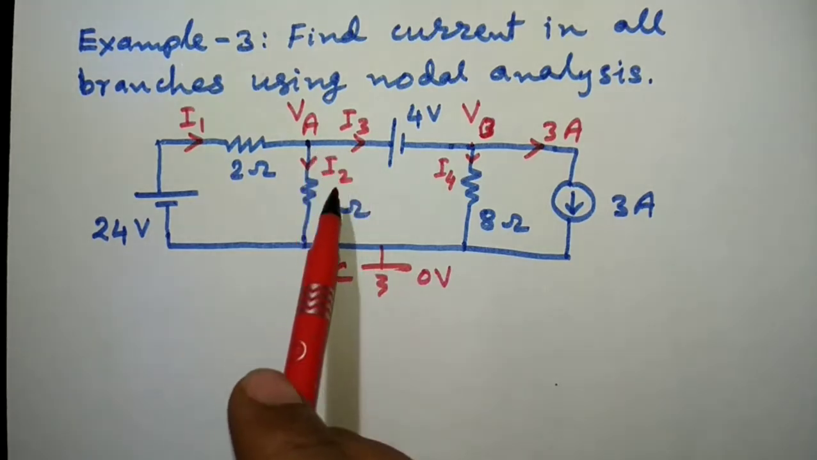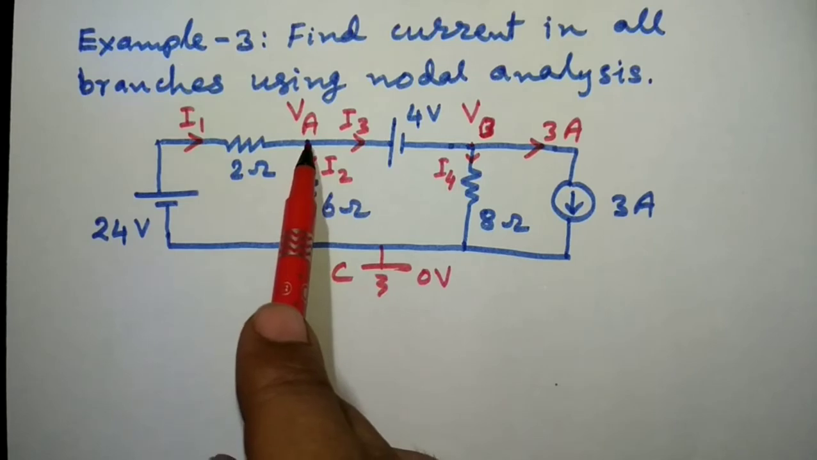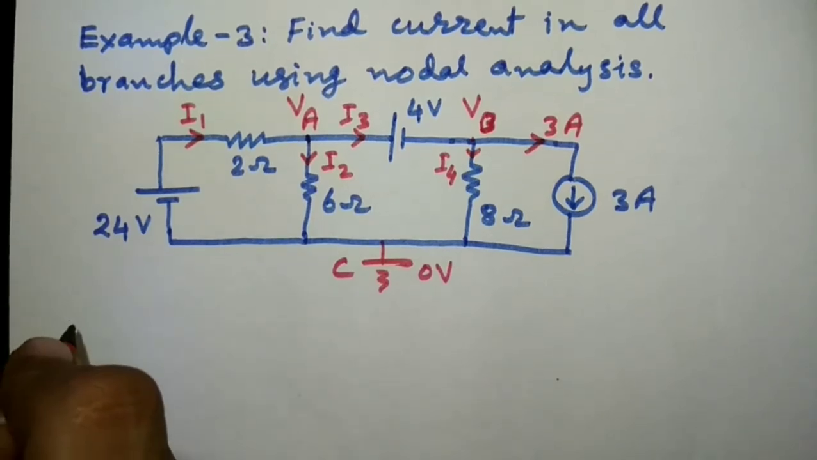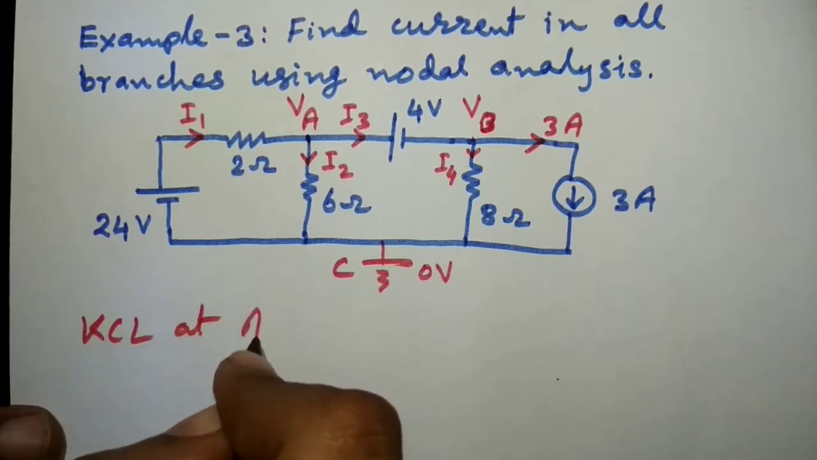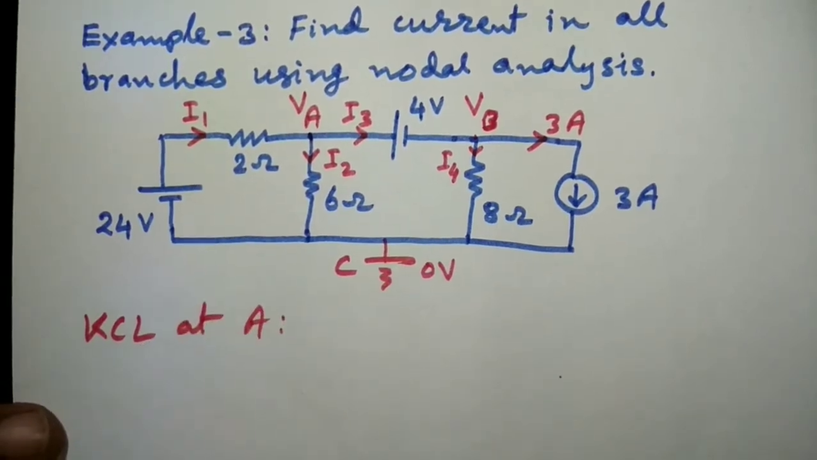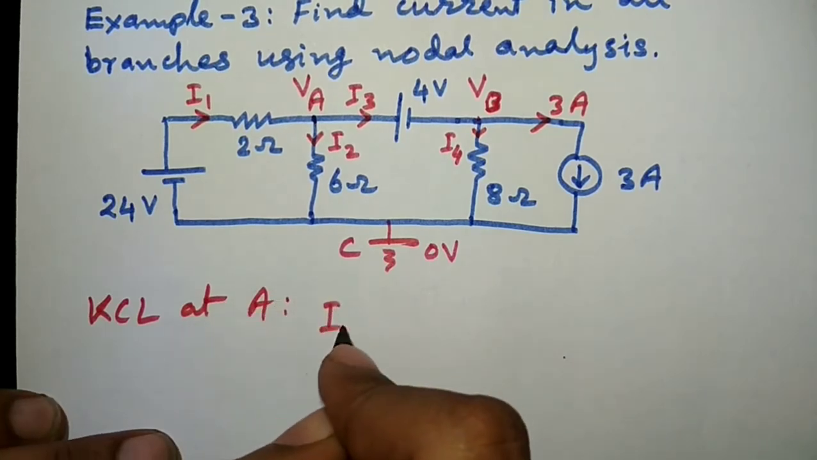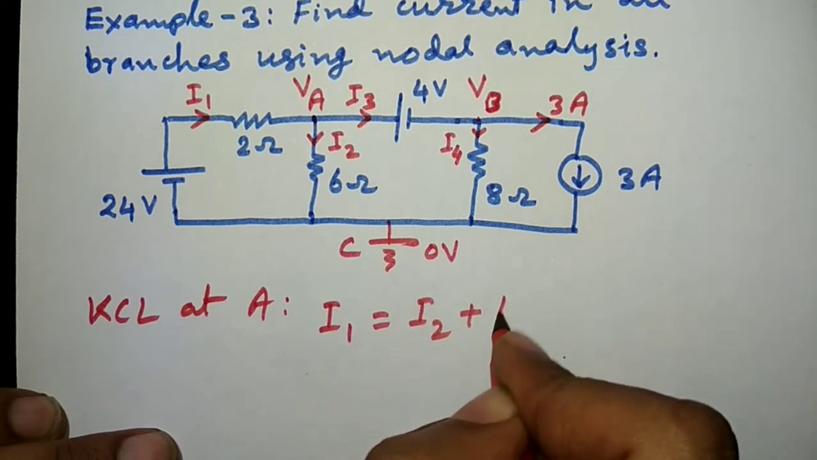So this is the example of the super node. So here the junction A and junction B both will be considered as a single node. So now apply the KCL at junction A. So I1 will be equal to I2 plus I3.